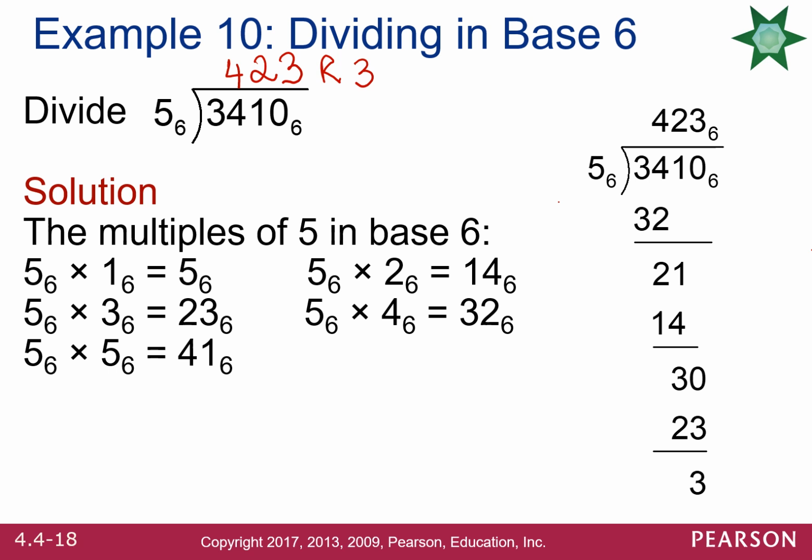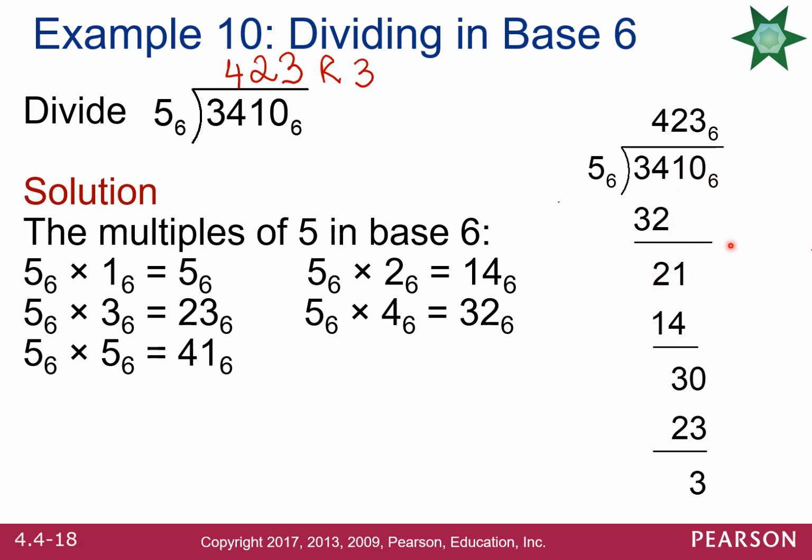And they did the division right here. So how many times does 5 base 6 go into 34? We saw it was 4. 5 base 6 times 4 base 6 is 32 base 6. So they put the 4 here and the 32 below, and then they did the subtraction. So 34 minus 32, remember, was straightforward because 4 is greater than 2. So they wrote the 2 here and brought down the 1.